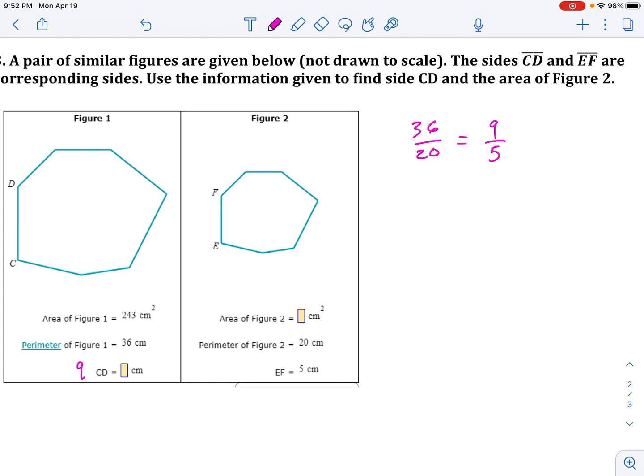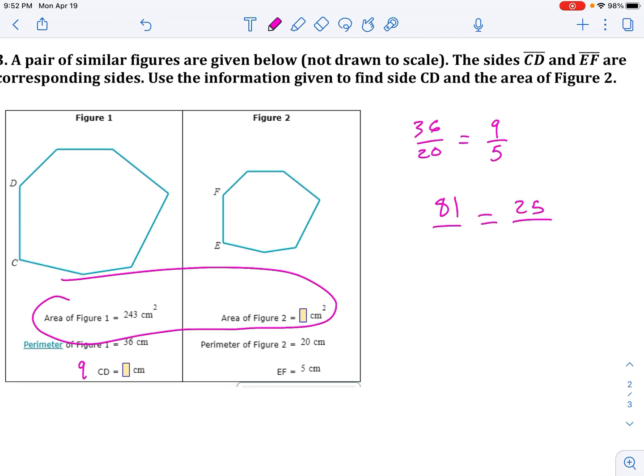And then if we are trying to set up our proportion for area, if we have that 9 and the 5, we're going to have to square them. So we'll get 81 over something equals 5 over something. Oh no, 25 over something because we got to square it. And that something is going to be 243 and x. Okay, let's see. So 25 times 243 divided by 81 is 75.